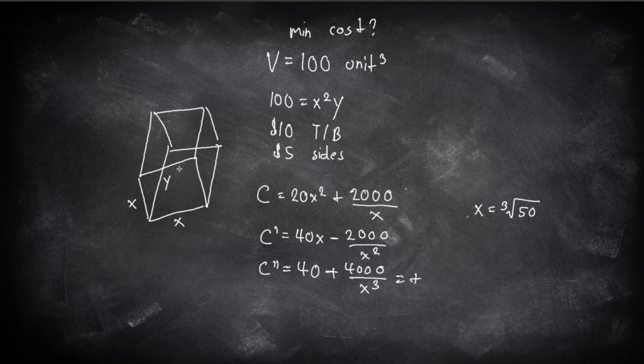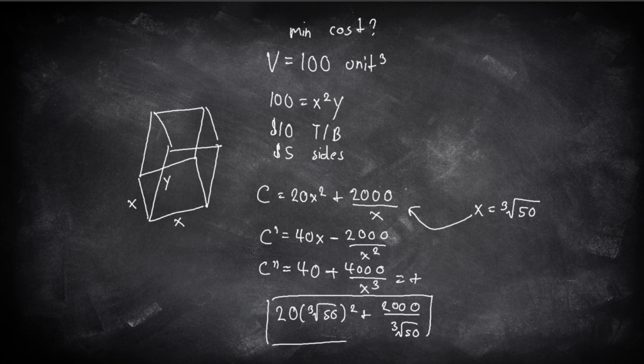So since we know that it's a minimum, then we could just plug this in to get our cost. So our minimum cost would be 20 times the cube root of 50 squared plus 2000 divided by the cube root of 50. And you can plug this into your calculator to get an approximate answer, but this is the exact answer that will give us the minimum cost while giving us 100 units cubed for our volume.